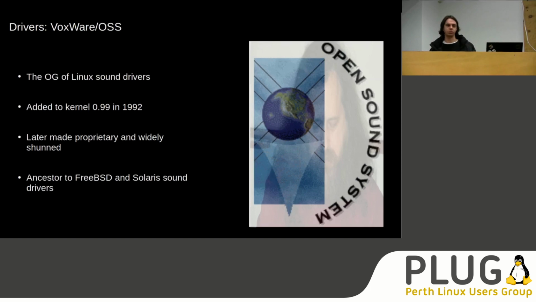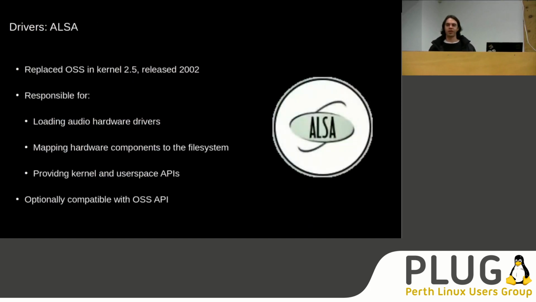But Linux looks pretty different because over the course of a decade, a replacement for OSS was developed, and that was ALSA. And ALSA was released under a license that was actually compatible with the kernel. ALSA implements drivers for your audio hardware. It's responsible for figuring out which drivers to load when you plug in a new device, for mapping hardware components to the file system, and providing both a kernel API and a user space API for applications to interface with ALSA. It has a compatibility layer with OSS, but as you'll find out, everything has a compatibility layer with everything else.